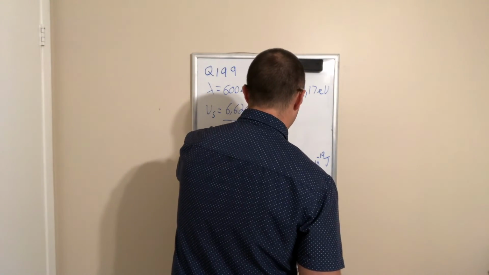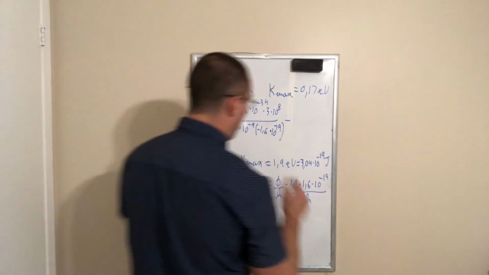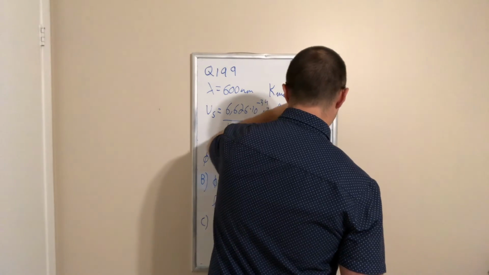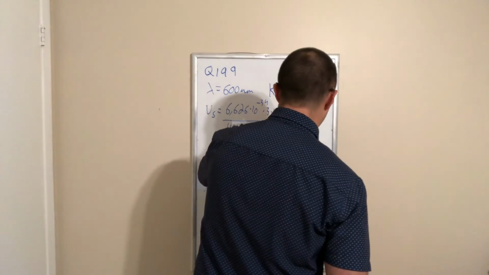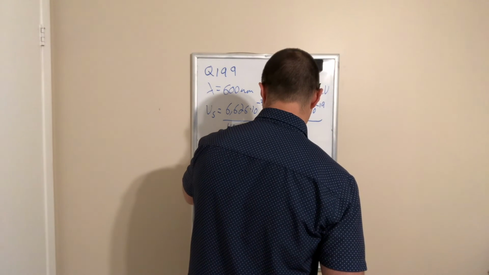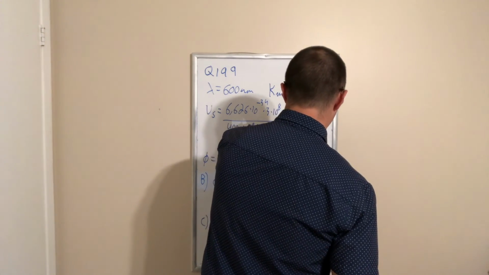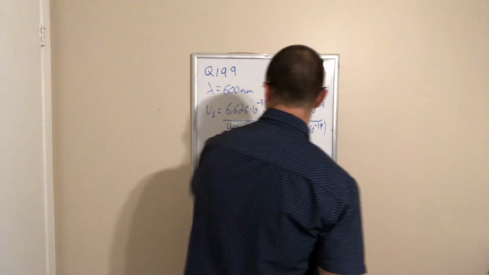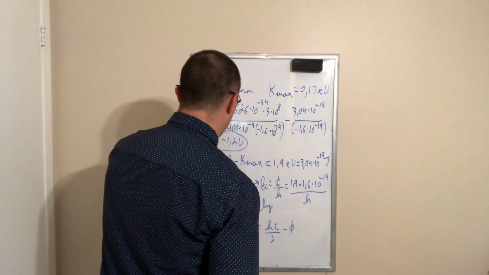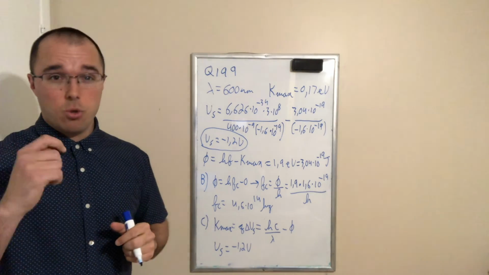Multiplied by 10 to the power minus 19, and we have the work function in joule divided again by that term. And we combine everything, we get a stop voltage of 1.2 volt. All right, so that's it for question 199. Let's go solve another example.